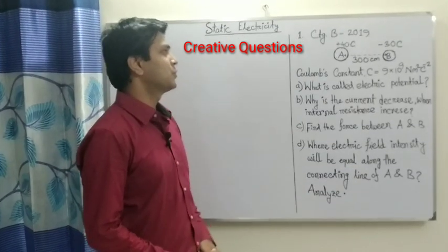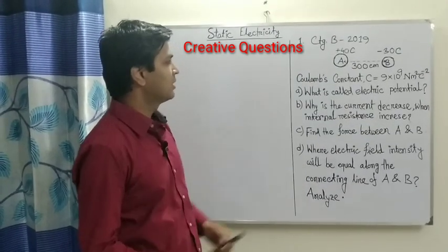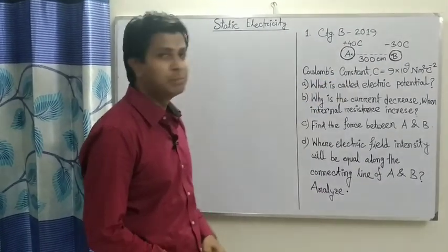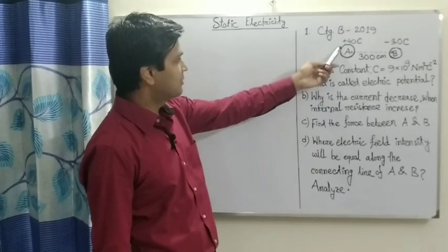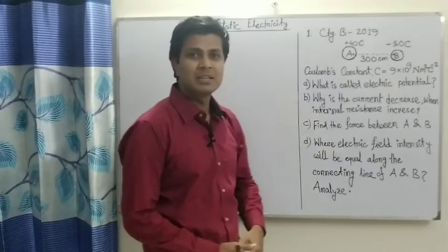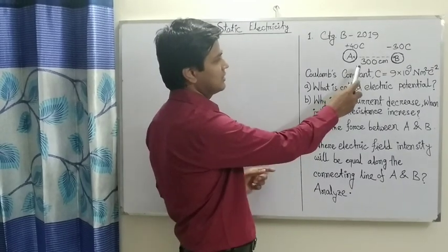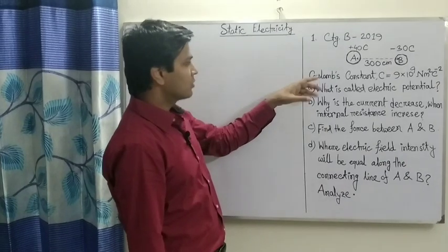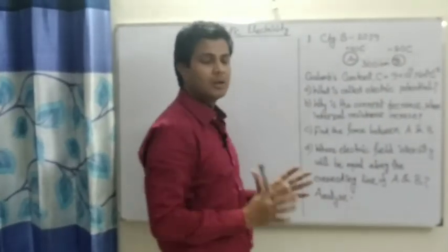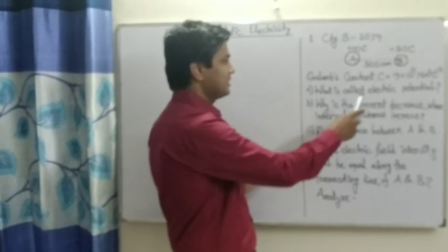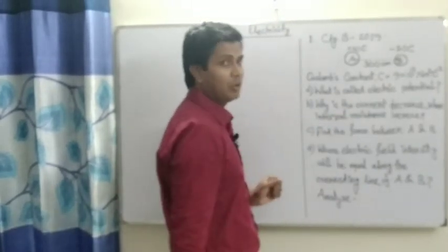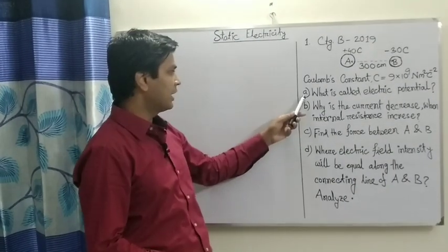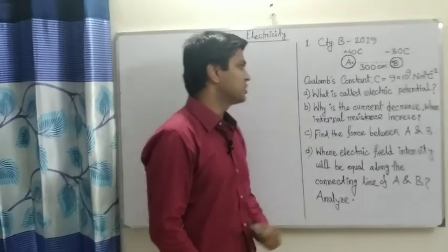Creative question. The first creative question, Chittagong Board 2019. In the creative question there are two charges, A and B. The first charge is 40 coulomb. The second charge is minus 30 coulomb, and the distance between the two charges is given here as 300 centimeter. And here Coulomb constant C is given. We have memorized the value, which is 9 into 10 to the power 9, and the unit is Newton meter square per Coulomb square. The first question is what is called electric potential.